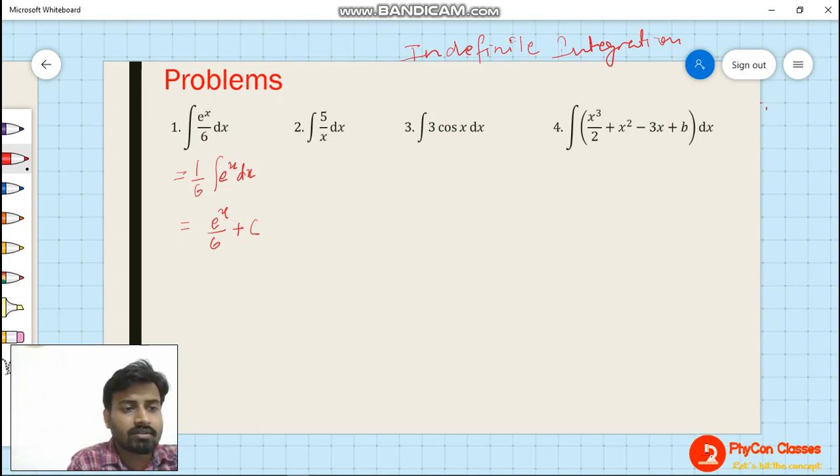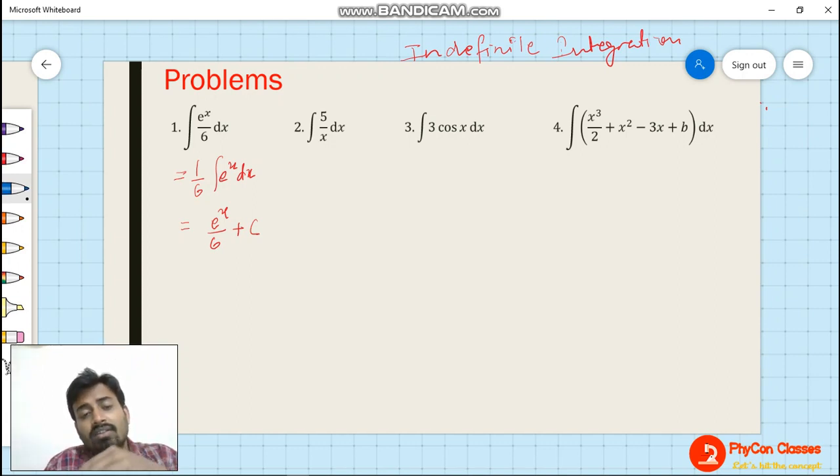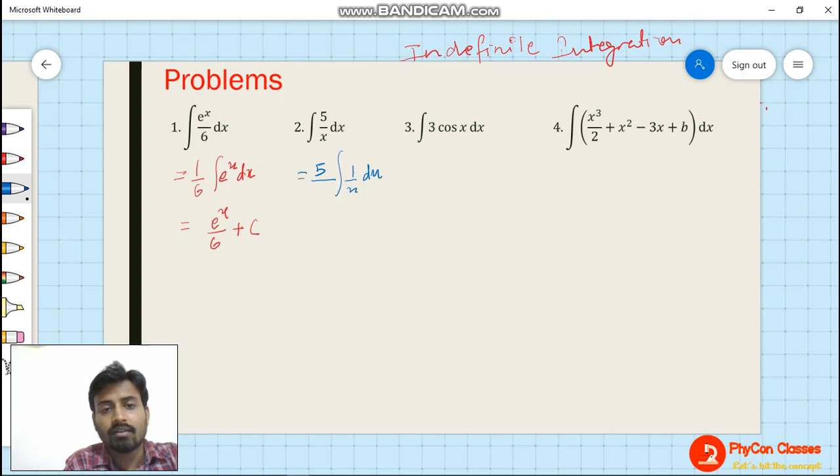Now let us solve the second problem. So 5 upon x dx. Tell me, in differentiation, what was the differentiation of ln x, natural log x? For natural log x, the differentiation was 1 by x. So for 1 by x, integration will be ln x. Understand? So here this 5 can be taken as constant. So integration of 1 by x dx is going to be 5 ln x plus a constant.